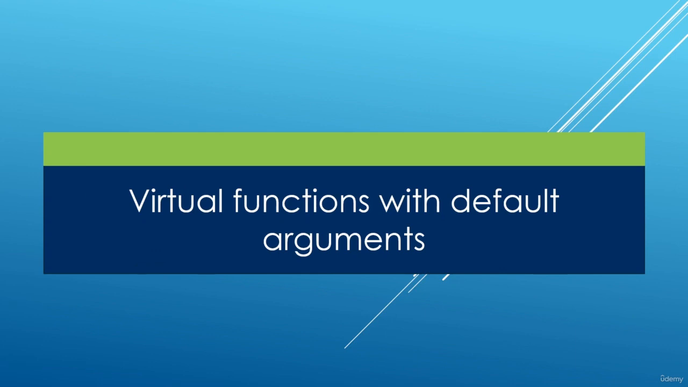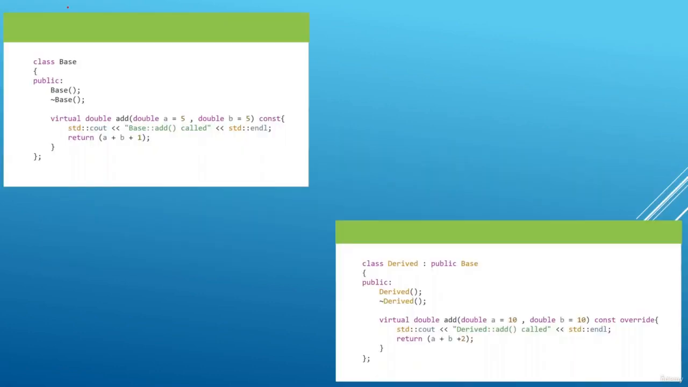In this lecture, we're going to explore how virtual functions or polymorphism plays with default arguments. And when we say default arguments, we mean a setup like this. We have a virtual function here, which is called add. It is going to return double, and it has default parameters here for a and b, and the value is 5 here. In our derived class, we also have the same function. We are overriding that, and we have a different set of values acting as our default parameter here. We are using 10 for a and b here, and we want to see how this plays with polymorphism.